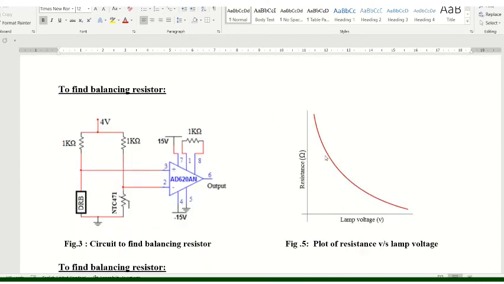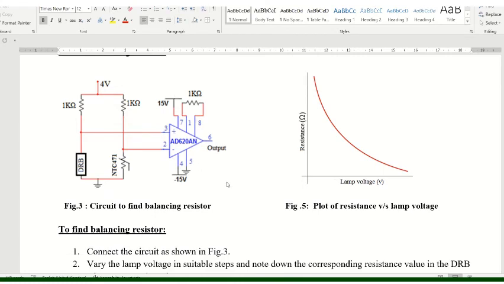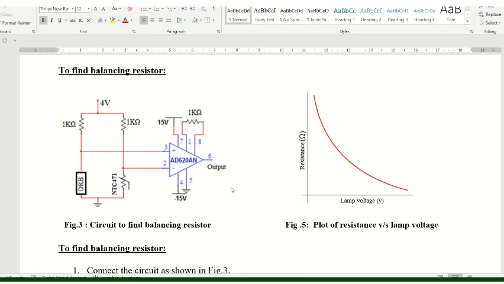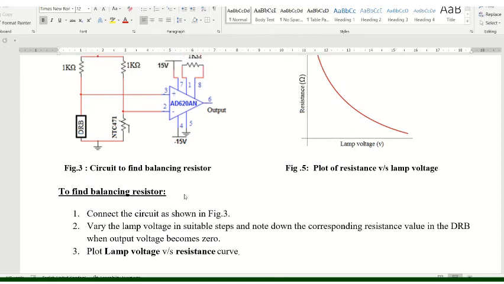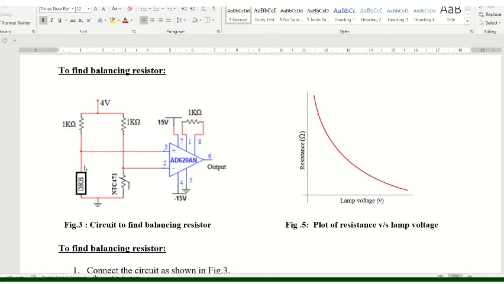The second part is to find the balancing resistor. To conduct the second part of the experiment, connect the circuit as shown in figure 3. So this is figure 3. Now observe the difference in this figure. In the bridge, in this arm, you are replacing the 470 ohm resistor with the DRB.